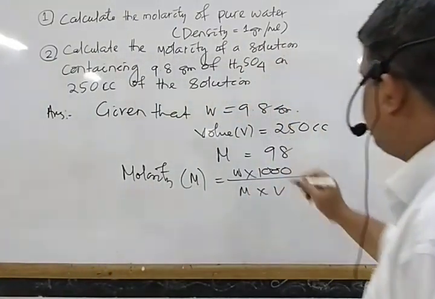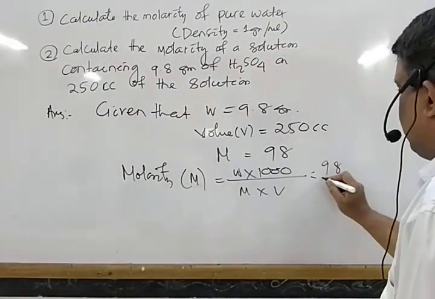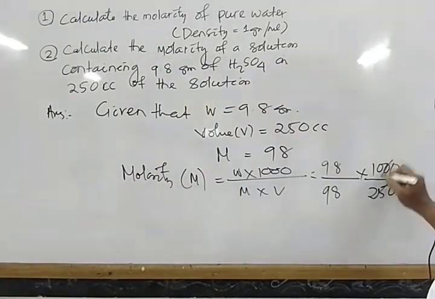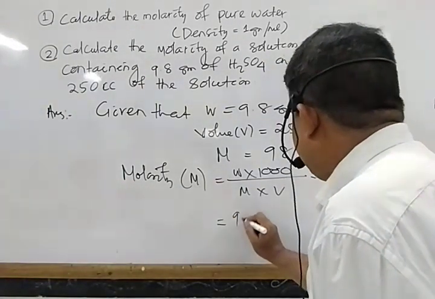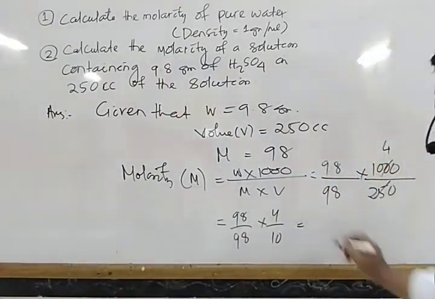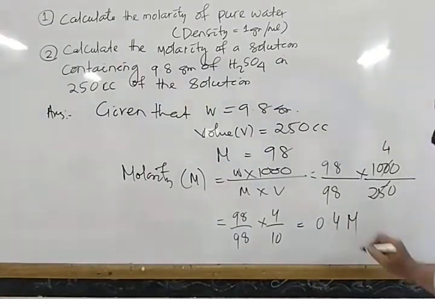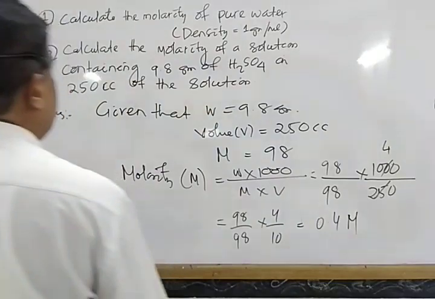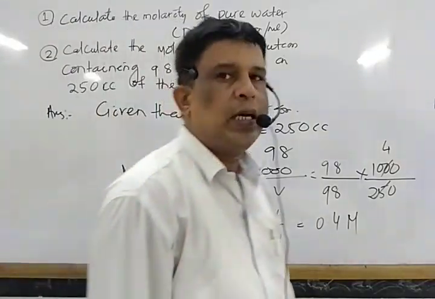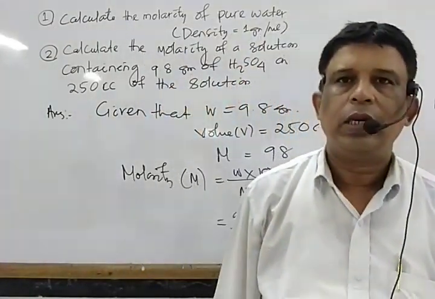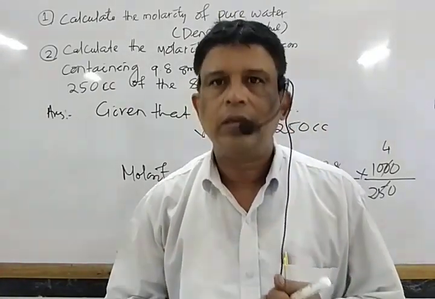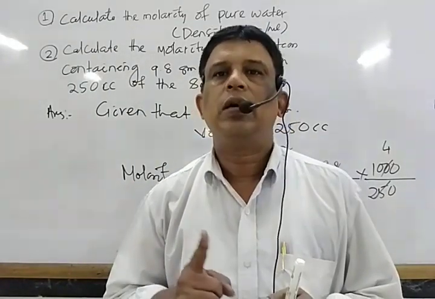By putting this value, weight is 9.8 divided by molecular mass 98 into 1000 by 250. Cancel it, it is 4. Equivalent to 98 by 98 into 4 by 10. We reach 0.4 molar. So the molarity of the solution containing 9.8 gram of sulfuric acid in 250 ml of the solution is 0.4 M. It is a little idea about the percentage, strength, then normality, then molarity.